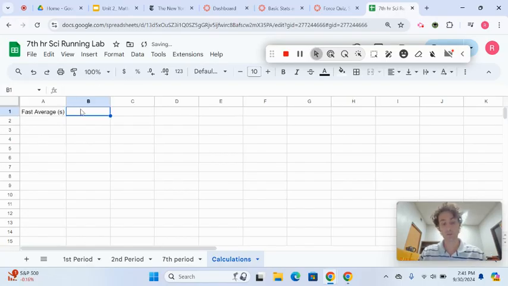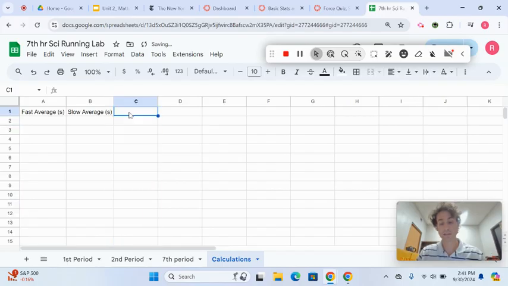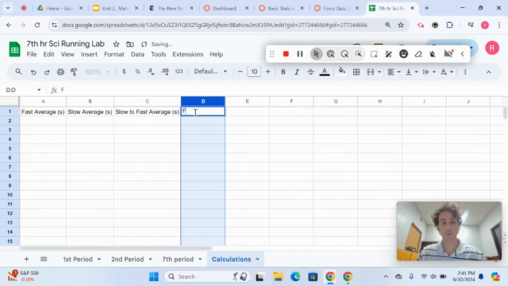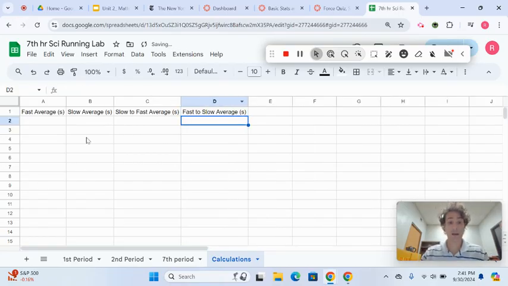Reminder, you can always double click between the columns. That'll resize it to fit whatever's written there, okay? So we'll type this in nice and quick. Again, hopefully showing you some of these skills here while we're typing it. So we have slow to fast average in seconds, and finally the fast to slow average in seconds. All right, oops. You can always undo with Control-Z if you need to. All right. And calculating this is pretty easy.